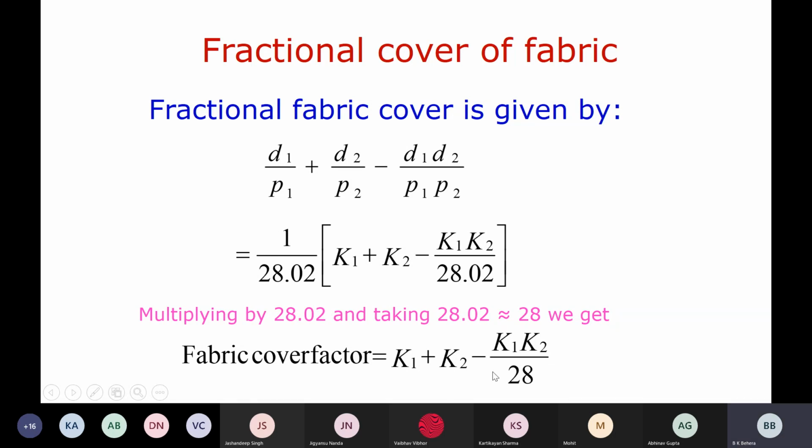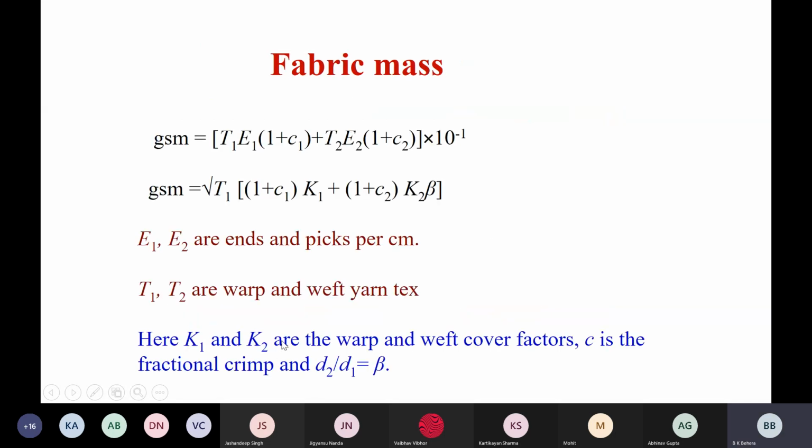Why is this cover factor calculated? We want to make a simple formula, just for the sake of convenience of calculation. We multiply by 28, which gives you the fabric cover factor. So in fabric fractional cover, when you multiply by 28, the actual value is 28.02. Approximating it to 28, we get fabric cover factor is equal to K1 plus K2 minus K1 into K2, divided by 28. So that is approximately the formula for fabric cover factor.